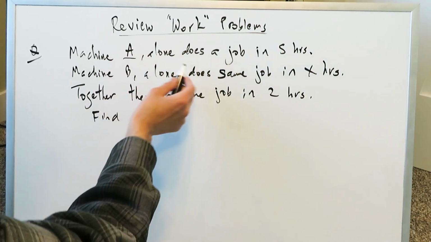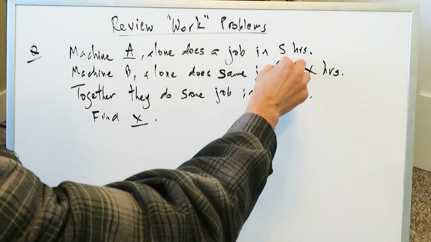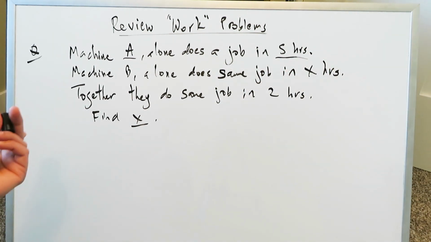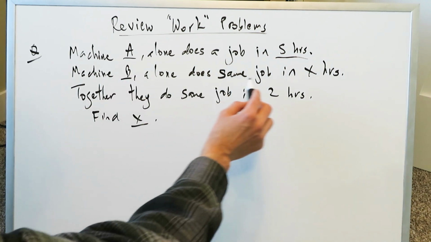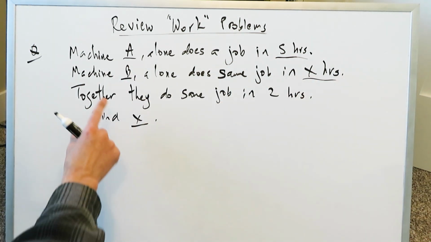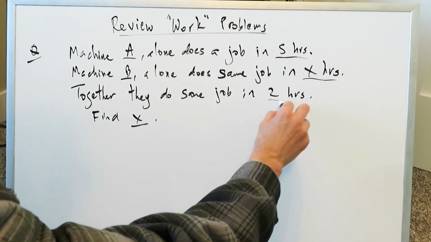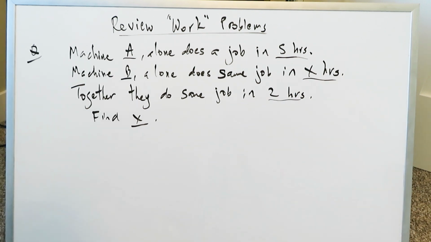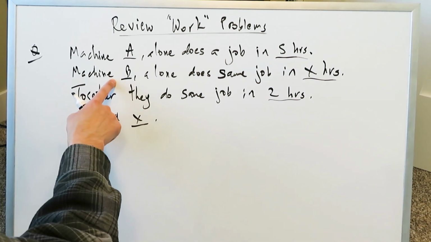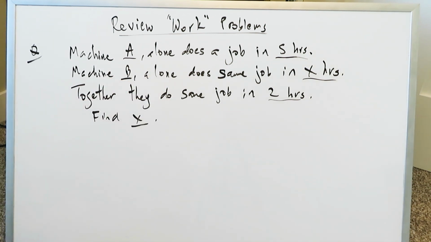This right here represents our last question. Machine A, working alone, does a certain job in 5 hours. We don't know what it is, but it's taking 5 hours for machine A. Machine B, working alone, does the same job in X hours. Together, however, they do the same job in 2 hours. We have to find X. What does X represent? The time machine B takes to do that same job alone.